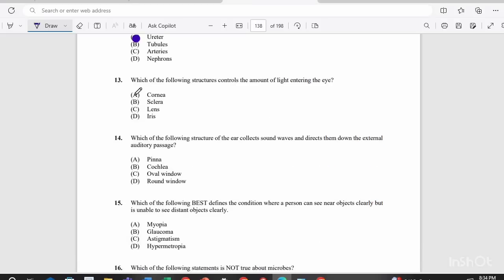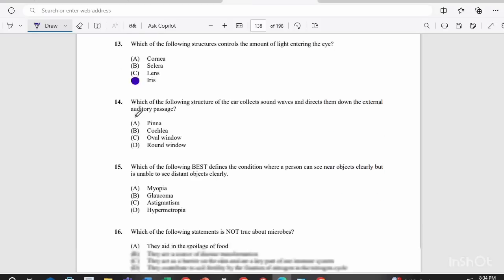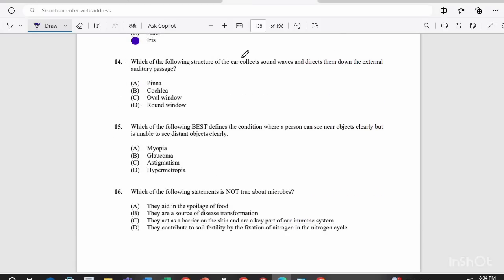Question 13. Which of the following structures controls the amount of light entering the eye? Is it A, the cornea, B, the sclera, C, the lens, or D, the iris? If you answered B, the sclera, you're incorrect. The answer there is actually D, the iris. Question 14. Which of the following structure of the ear collects sound waves and directs them down the external auditory passage? Is it A, the pinna, B, the cochlea, C, the oval window, or D, the round window?